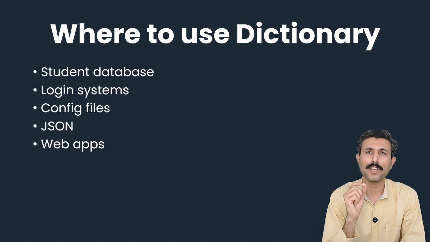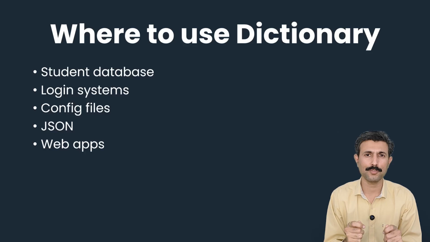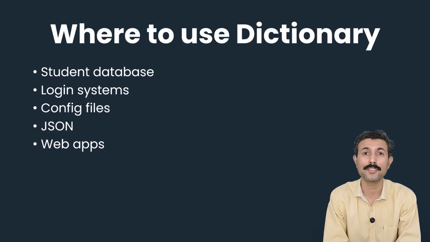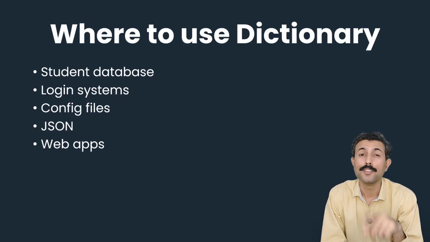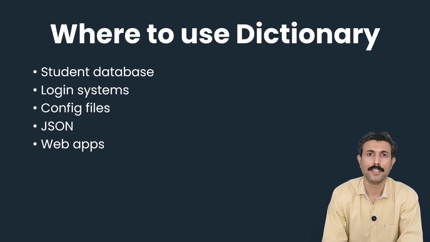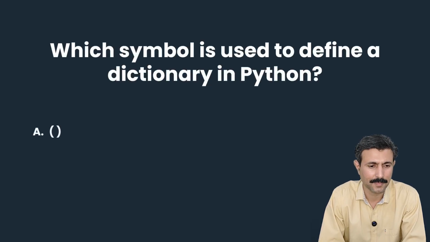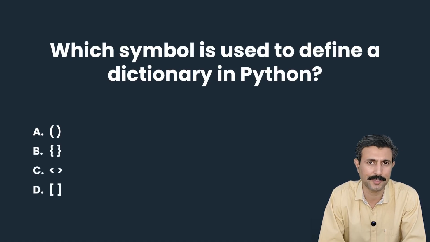And now I'm going to ask you a few quick short questions. You need to quickly refer to those questions and write the answer in the comments as quickly as possible, so that you have clarity whether you have learned anything from this video or not. So here is your first question. Which symbol is used to define a dictionary in Python? A, this, B, C, and D. Think over it and then write the answer in the comments.